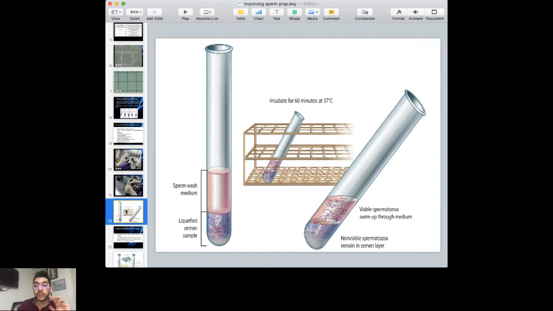So what we do when we tilt the test tube is that we are increasing the surface area, and the yield of a swim up, or the final yield of the swim up, is actually dependent on the amount of surface area that you have.